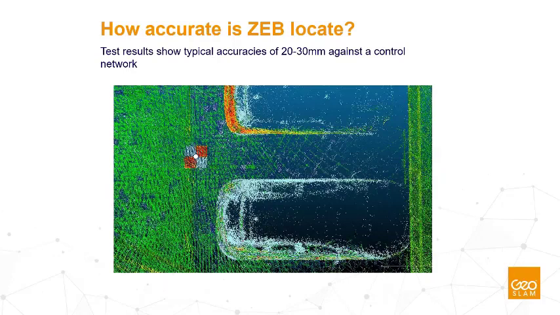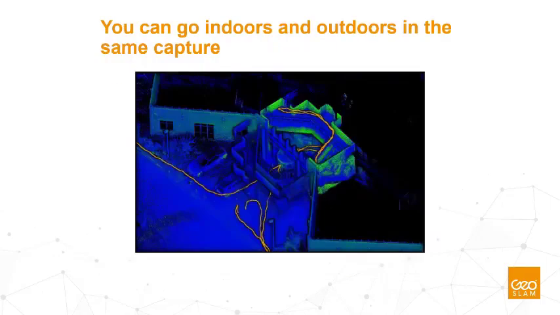So I think, well, this is some of our results. How accurate is Locate? So all our test results show typical accuracies of some 20 to 30 millimeters against the control network. So these are the data which we did with the Trimble Catalyst GNSS receiver, but we are now testing some other manufacturers and other antennas as well. So this is what you can expect, and we are convinced that with the upcoming adjust to control functionality, we will be able even to lower down this accuracy.